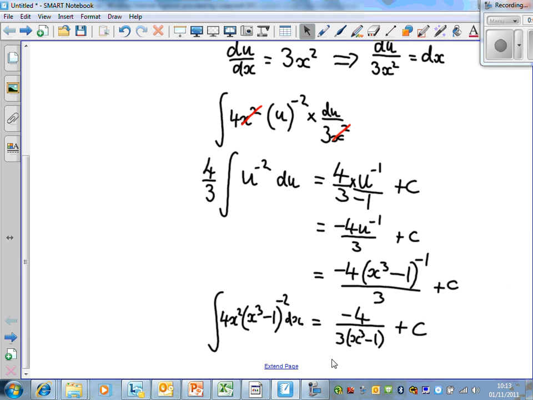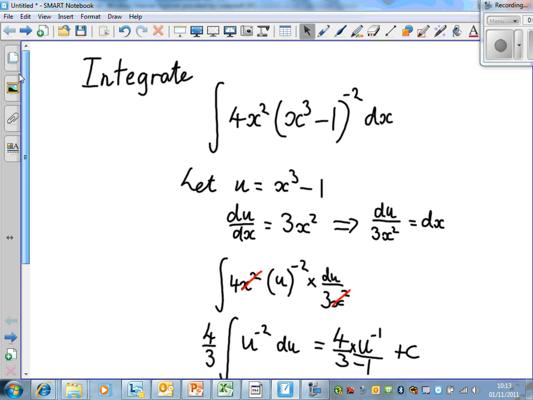To that. Okay, and there's your answer. You leave it exactly like that. Now, this isn't going to work all the time. What's crucial here is that the bit inside the brackets, if we differentiate that, if we differentiate x cubed, we get an x squared. Outside the brackets, we also have an x squared.